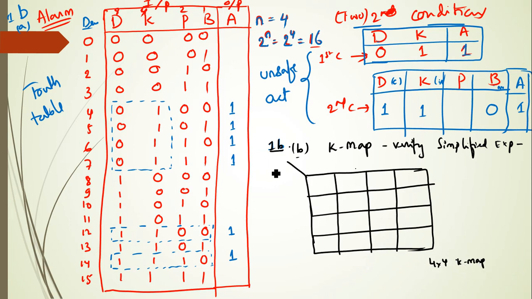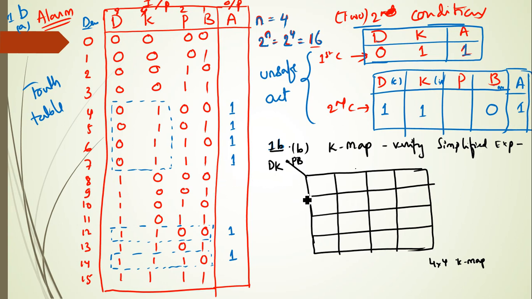What are the inputs? We have D, K, P and B, right? You write DK on the left-hand side and PB on the right-hand side. You can write anything, it is not a problem, but go according to your truth table. It becomes helpful. So now I will draw the K map according to the truth table.